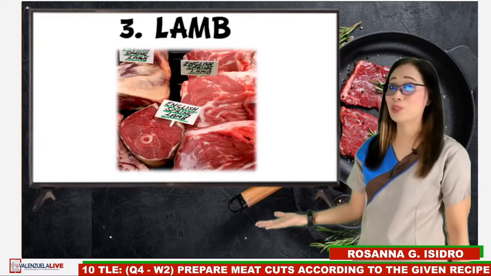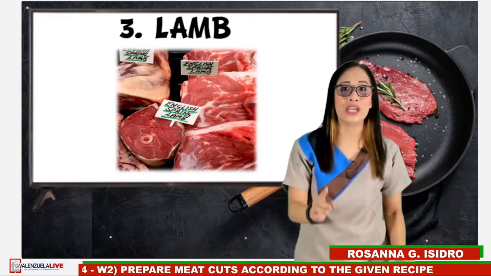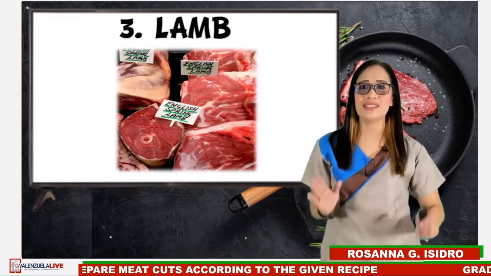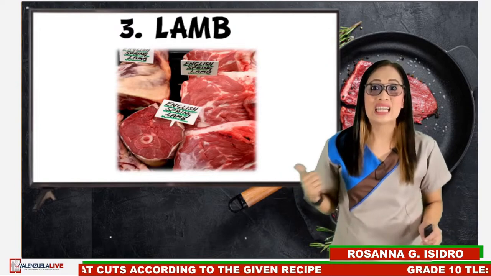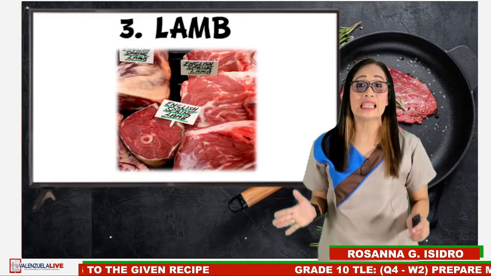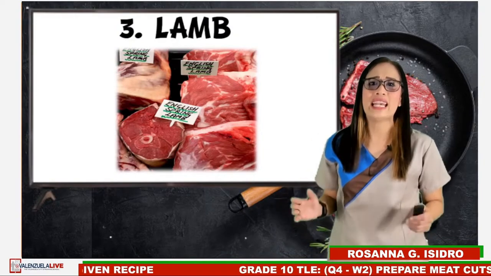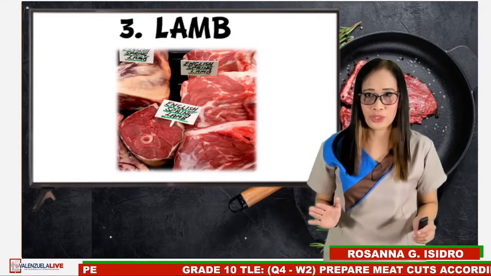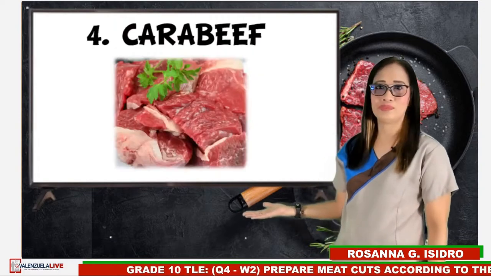Lamb, for number three. This is a meat of domesticated sheep. Its texture is determined by what food it eats and how old it is when butchered. Number four, carabeef.